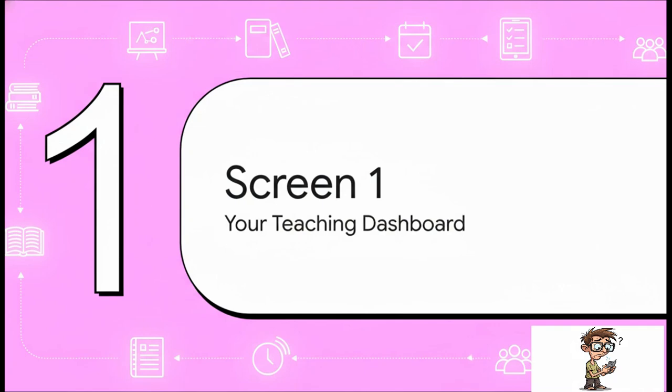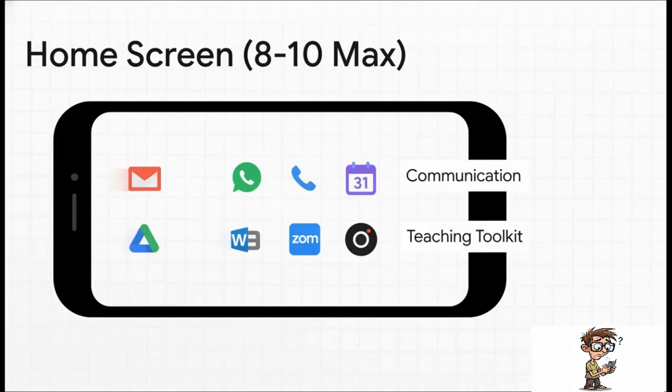Okay, let's start with the most important real estate on your entire phone, screen number 1. I want you to think of this as your teaching dashboard. It's built for all those immediate, in-the-moment tasks you handle in and around the classroom. Now, the logic here is super simple but incredibly powerful. You want to keep it to about 8 to 10 apps, absolute maximum. The top row, that's all for communication, your Gmail, WhatsApp, phone, and calendar.